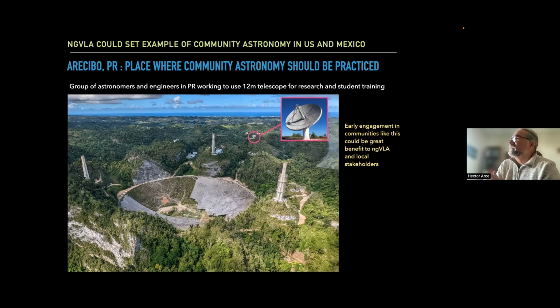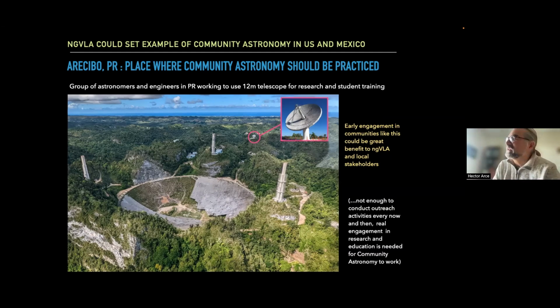The NGVLA has a good opportunity to start doing that community-based astronomy, given that they have telescopes all over the US and in Mexico, and they will have to deal with different communities. So they could set a good example, if they do it right, on how to do community astronomy.